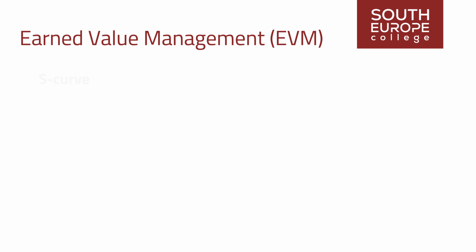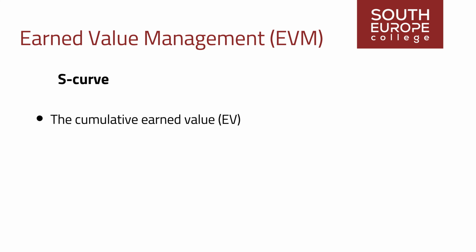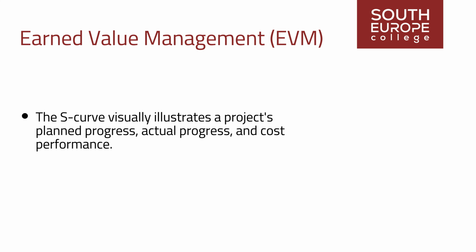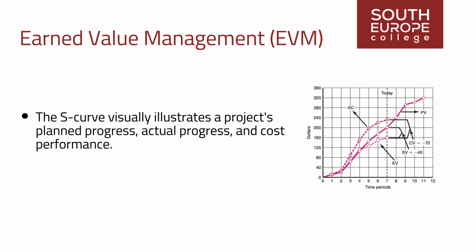Earned value is usually depicted in an S-curve. An S-curve typically represents the cumulative earned value, EV, planned value, PV, and actual cost, AC, over time. The S-curve visually illustrates a project's planned progress, actual progress, and cost performance, as shown in the sample S-curve graph.